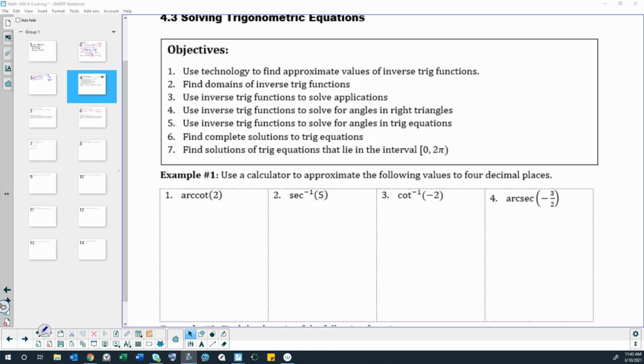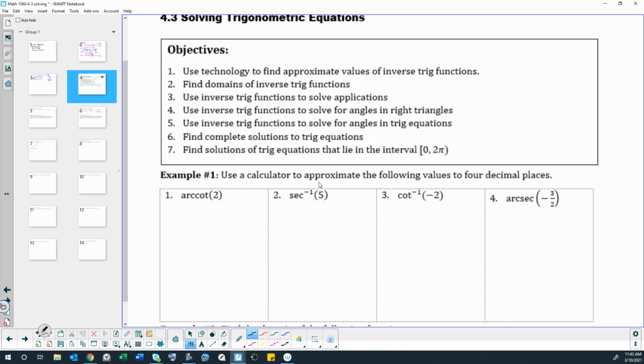Alright, section 4.3, solving trig equations. Before we start actually solving equations, we're going to go back and review doing inverses. Specifically, these are helping us to deal with the inverses that we have to do with the calculator because they're not special ratios on our charts that we've been memorizing.